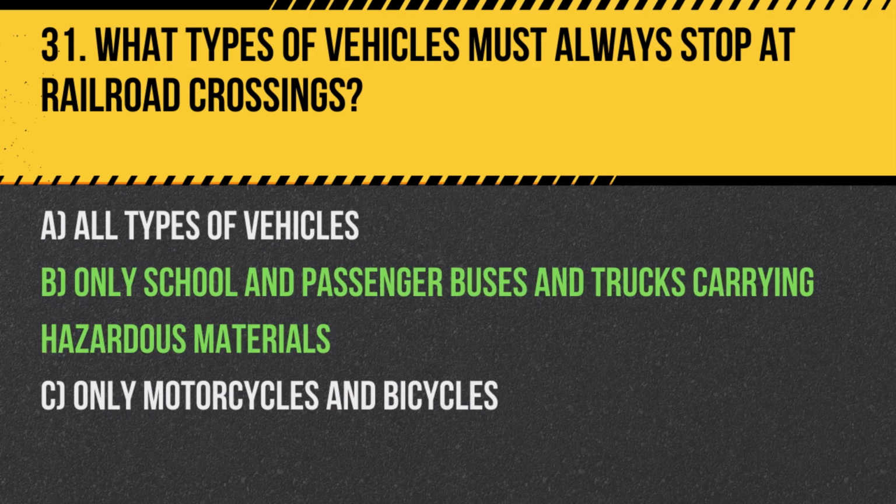Answer: B. Only school and passenger buses and trucks carrying hazardous materials. These vehicles are required to stop at railroad crossings to ensure safety due to their passengers or dangerous cargo.